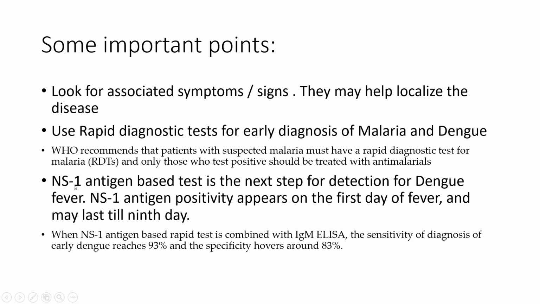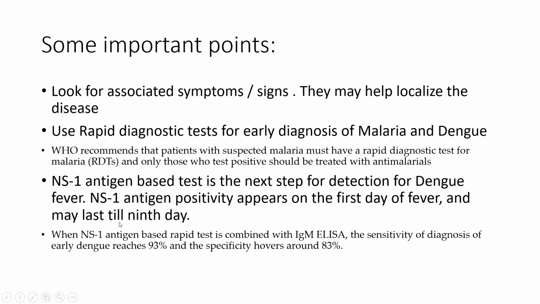And for dengue, NS1 is the best step, because the positivity appears on the first day of illness itself. And after about 4 to 5 days, you can start doing an IgM ELISA. And if you combine the two, the sensitivity gets better. So these are the three or four most important things that you would like to consider.